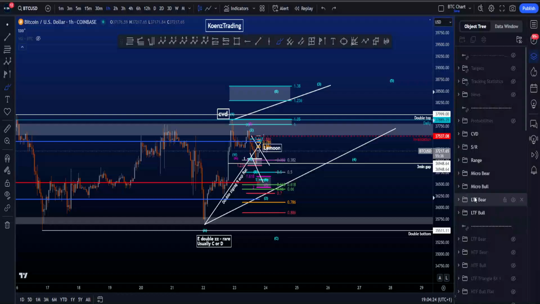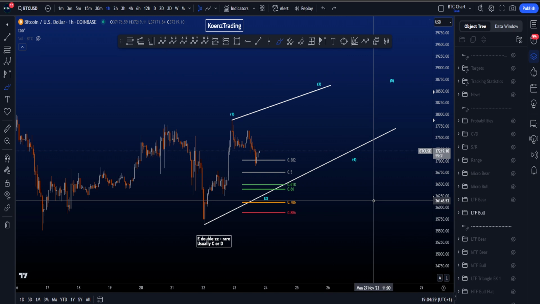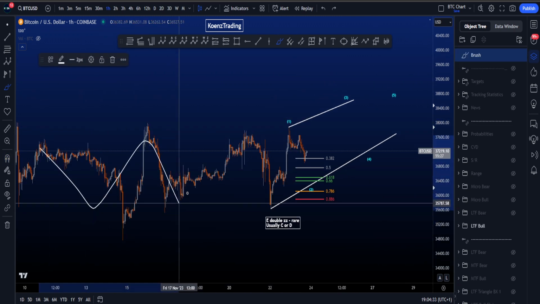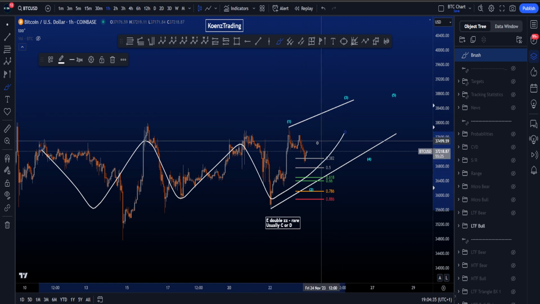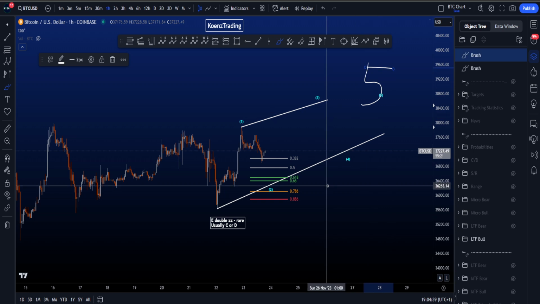Hi everyone, let's go over my bullish and bearish Elliott Wave scenarios on Bitcoin, starting with the low time frame bullish scenario where we have a finished triangle in an A, B, C, D, E, and we are now looking for a move to the upside, which is an ending diagonal in a wave 5.